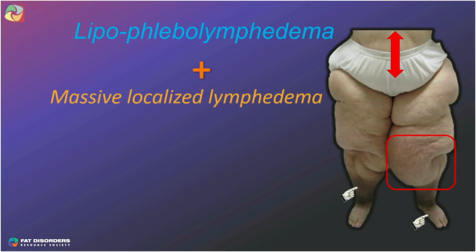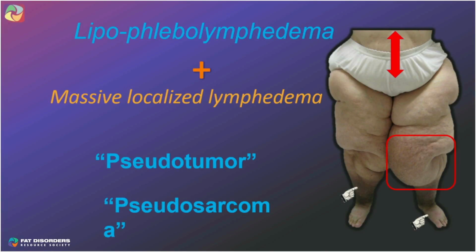This is referred to as massive localized lymphedema, also known as a pseudotumor or pseudosarcoma. And I'll see this in, it's rare, but I probably see 1 or 2 cases at least per year representing a classic example of a hybrid lipedematous swelling.